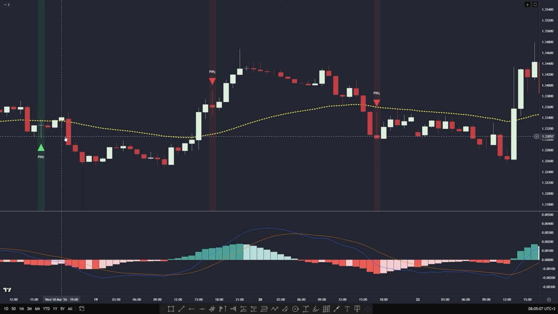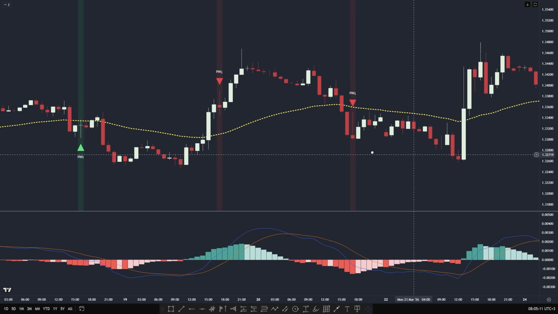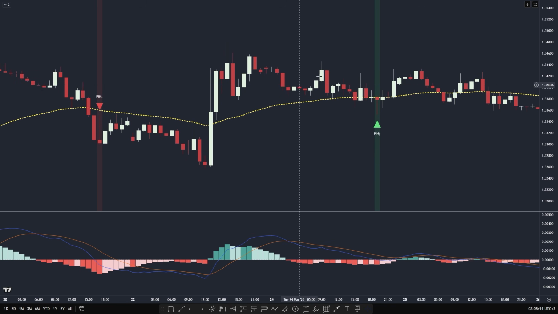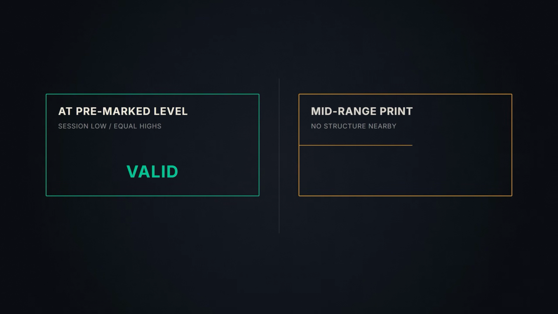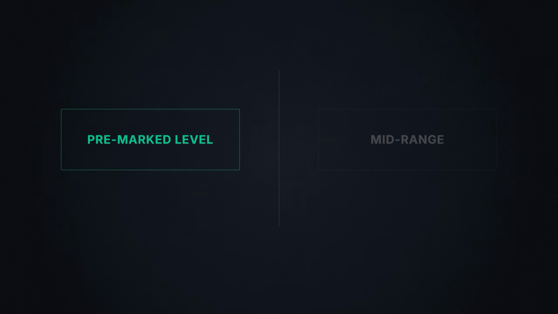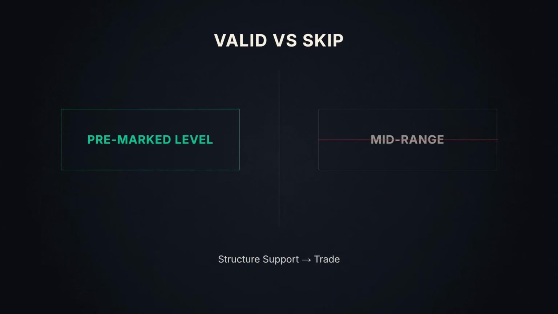Most traders think they need more indicators. They add a MACD, they throw on a moving average. They are trying to fix a location problem with a momentum tool. But the rule is simple. If the signal prints at a pre-marked level like a session low or equal highs, it is valid. If it prints mid-range with no structure nearby, I skip it.